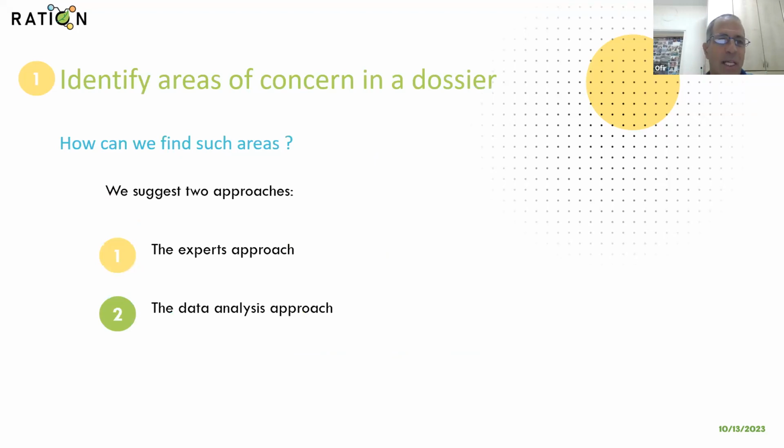So for the first thing, identify areas of concern in the dossier. How can we find such areas? This is quite a difficult question. So we suggest 2 approaches. The first approach is the experts approach, and the second approach is the data analysis approach. I will try to explain a little bit about those approaches.